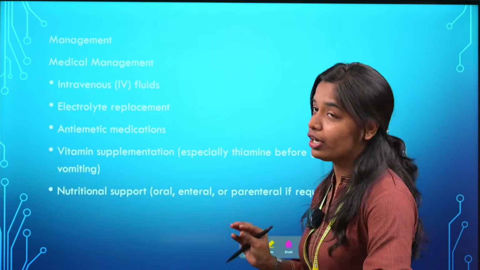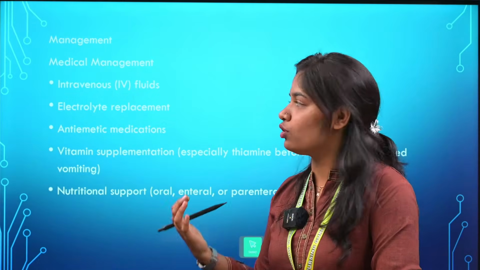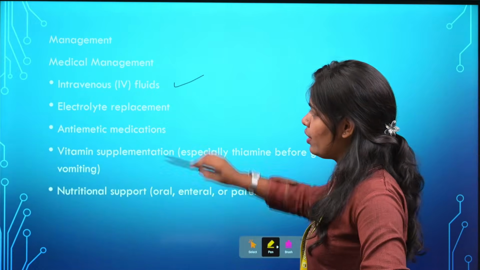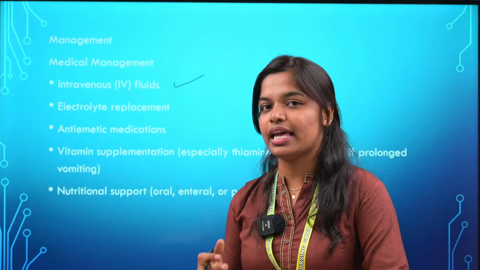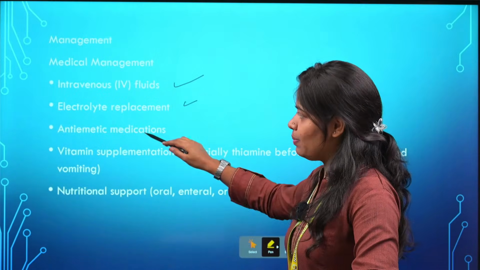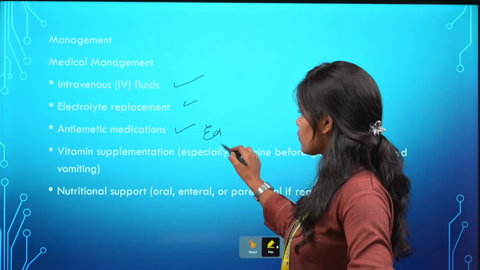Next, how are we going to manage hyperemesis gravidarum? Medically, we are going to manage through IV fluids. The main thing is IV fluids to correct the dehydration and also balance the electrolytes in the body, and also electrolyte replacement, and antiemetic medications, for example ondansetron.